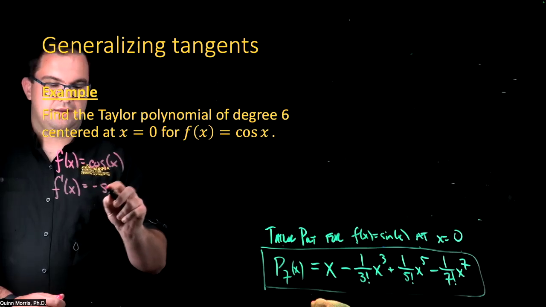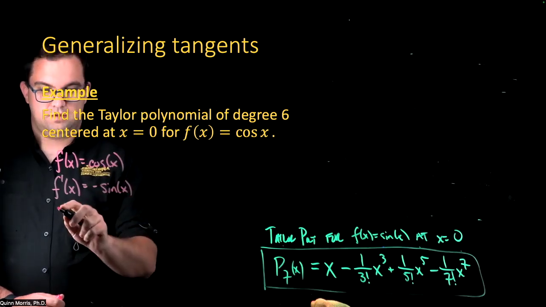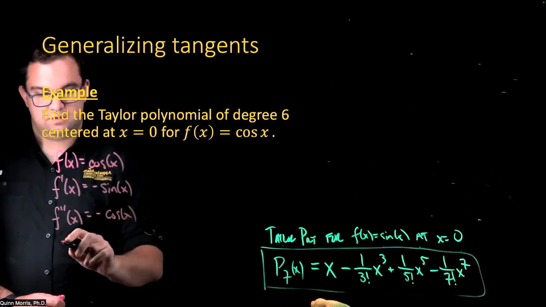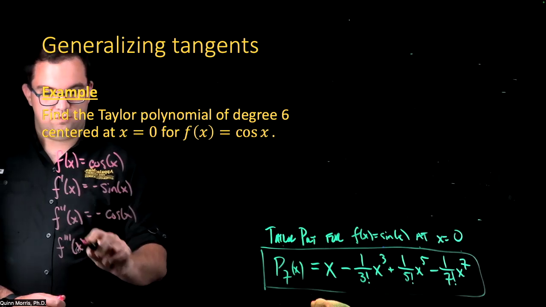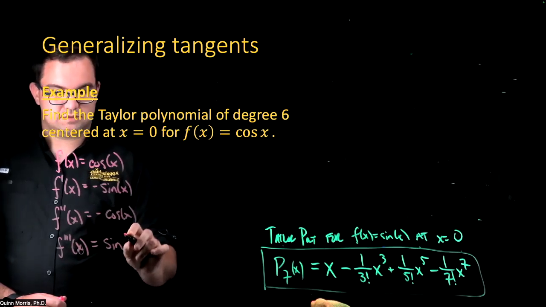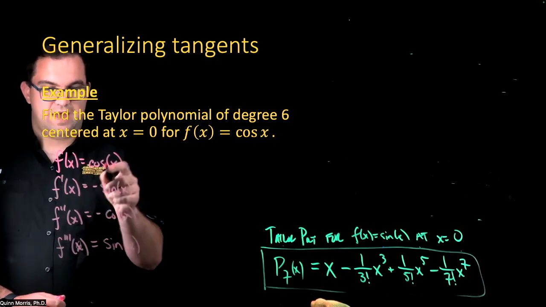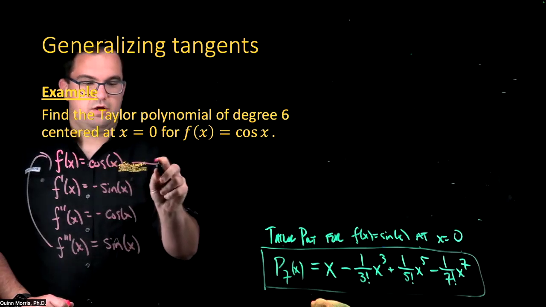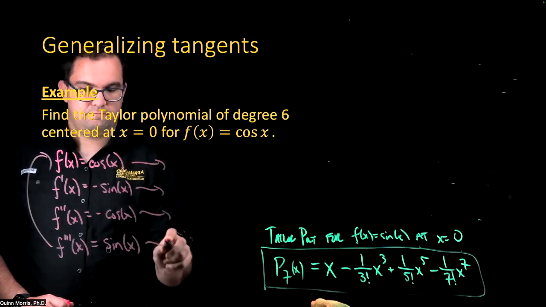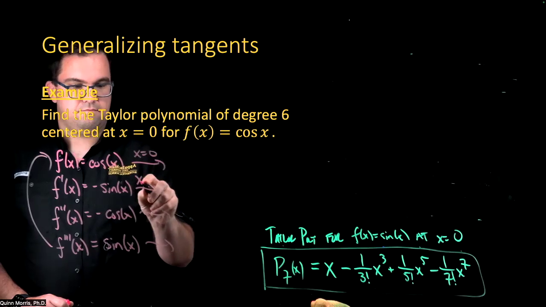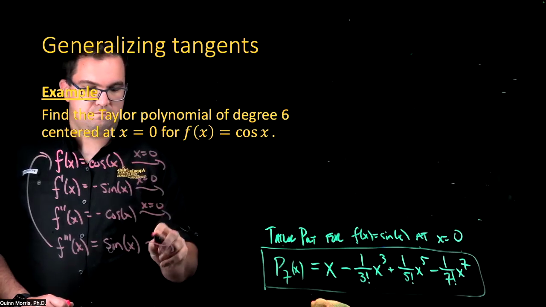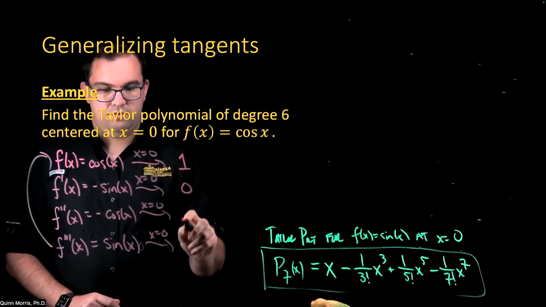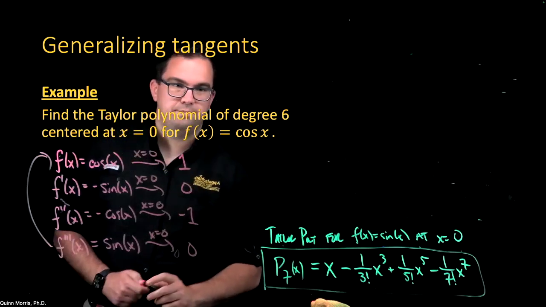The derivative of that will be negative sine of x. The derivative of that will be negative cosine of x. The derivative of that will be sine of x. And then derivative of that is cosine, so we sort of loop back around, right? Okay. Now, if I evaluate all these at 0, then I'm going to get 1, 0, minus 1, and 0.